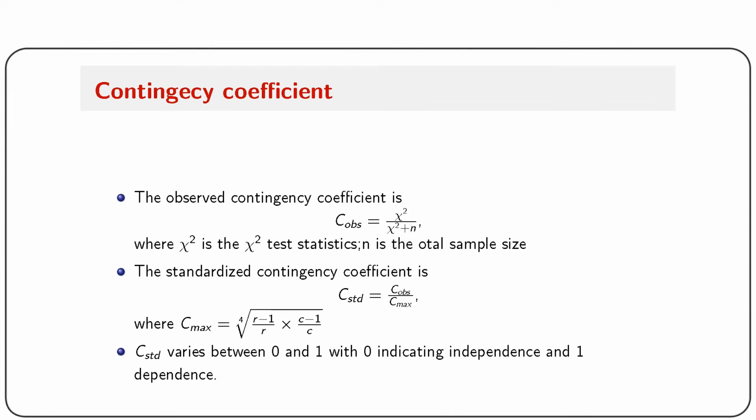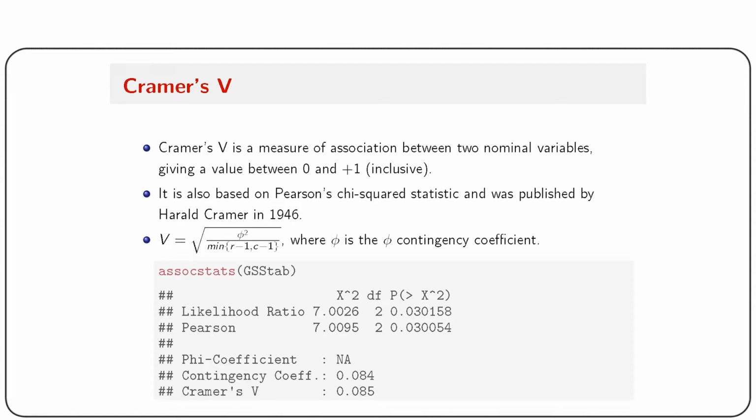0 indicates independence and 1 indicates dependence. Another very important measure of association is Cramér's V. Cramér's V is a measure of association between two nominal variables, giving a value between 0 and plus 1. It is also based on the Pearsonian chi-square statistic and was published by Harald Cramér in 1946. The formula is V equals the square root of phi squared, where phi is the phi contingency coefficient, divided by the minimum of r minus 1 and C minus 1.